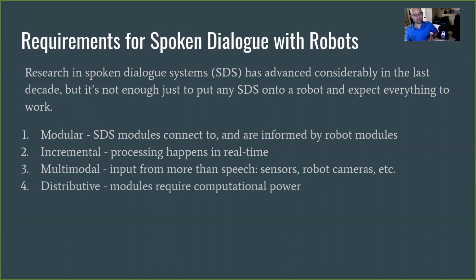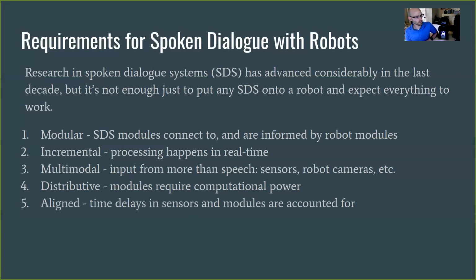Distributive means all these modules often individually take a lot of processing power. So we sometimes need to put different modules on different machines, like speech recognition or language understanding or something. And each of them might require their own GPU. So we need to be able to distribute this processing load and make it work very quickly and easily.